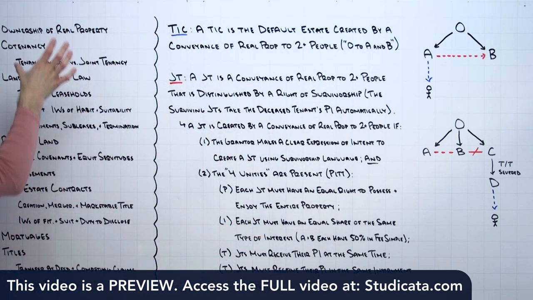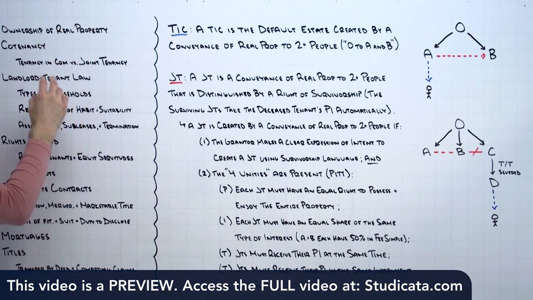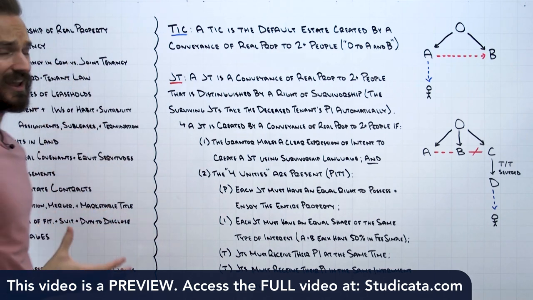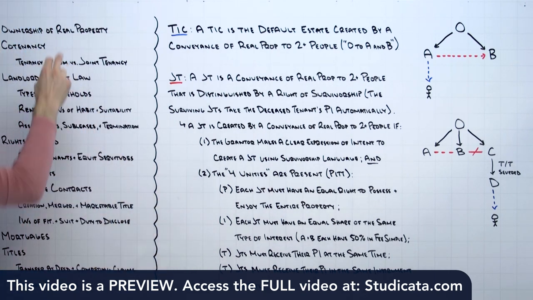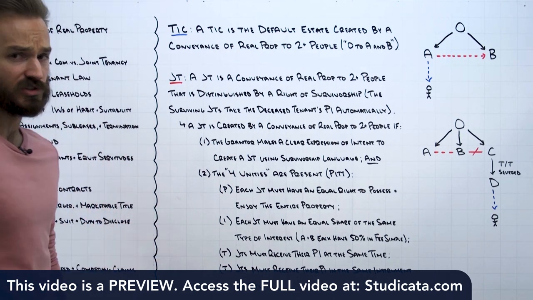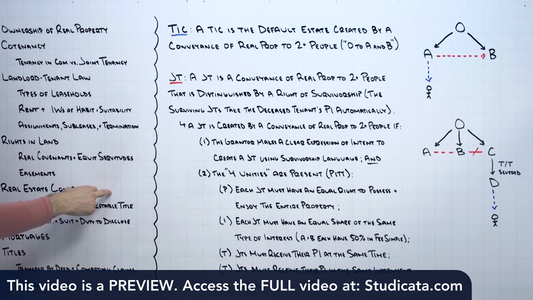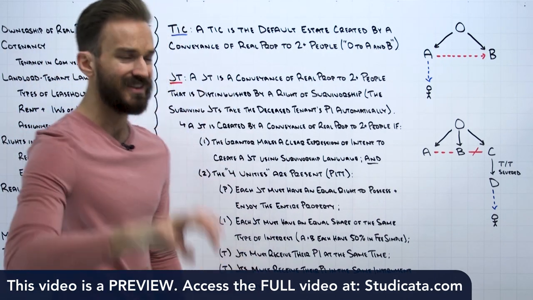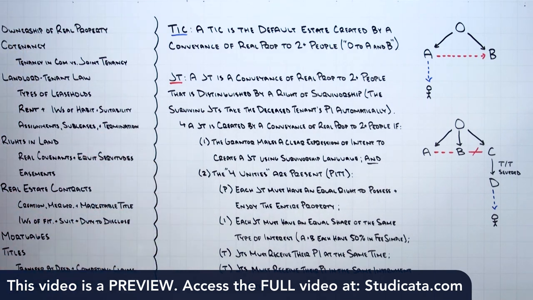You really have to be confident with everything you see up here on the board, right? We need to understand ownership of real property, which is present estates and future interests, co-tenancy. We need to have a good understanding of landlord-tenant law, right? Rights in land, real covenants, equitable servitudes and easements, the real estate contract, you know, the merger doctrine of the real estate contract into the deed, marketable title, right?